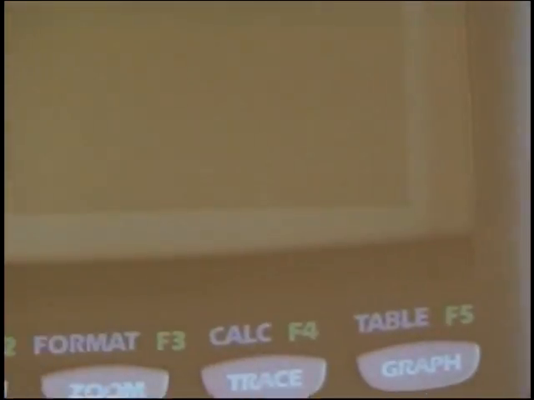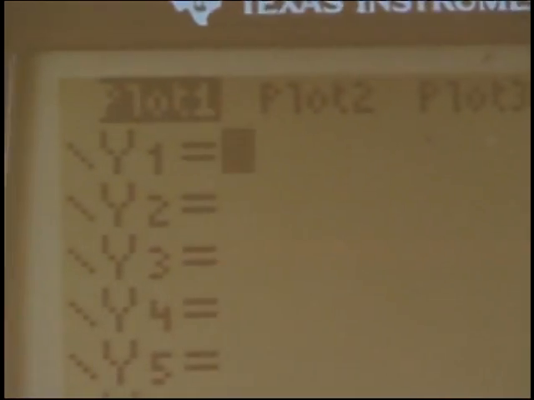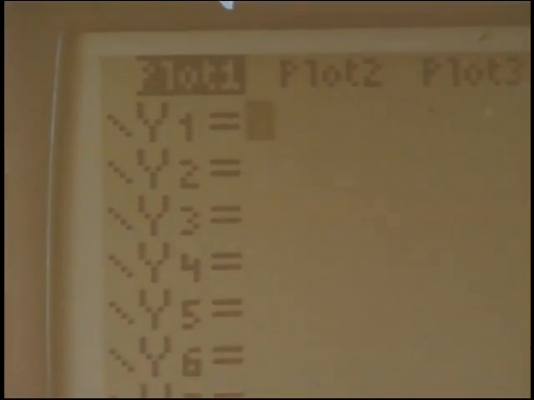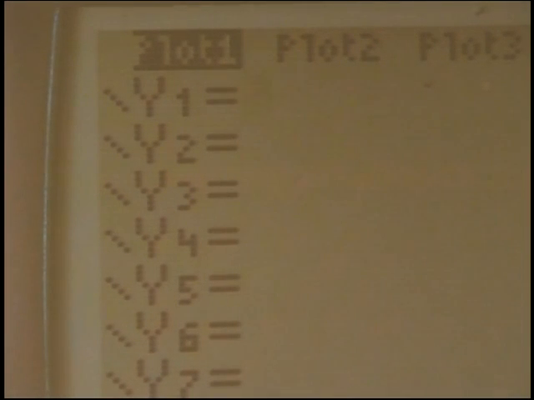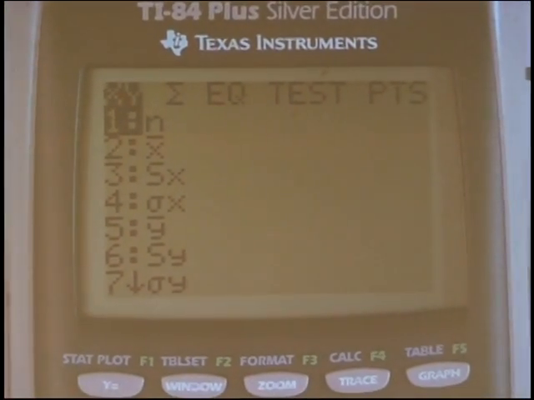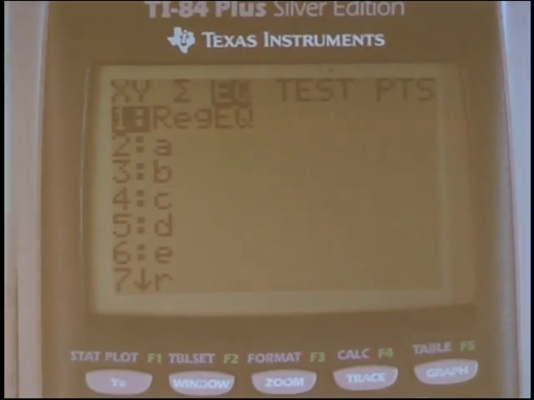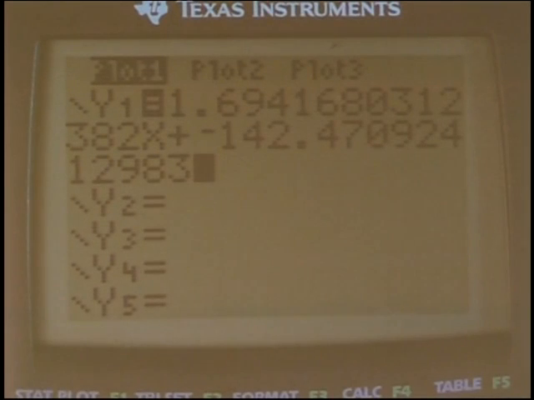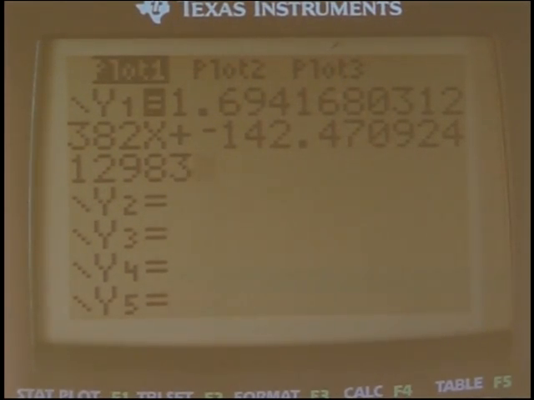So you hit y equals and get your cursor on the first y1 equals. You with me? Okay. Then you hit VARS, 5, right, enter. Okay, so it grabbed that equation off the home screen and put it in the equation editor, and graph.